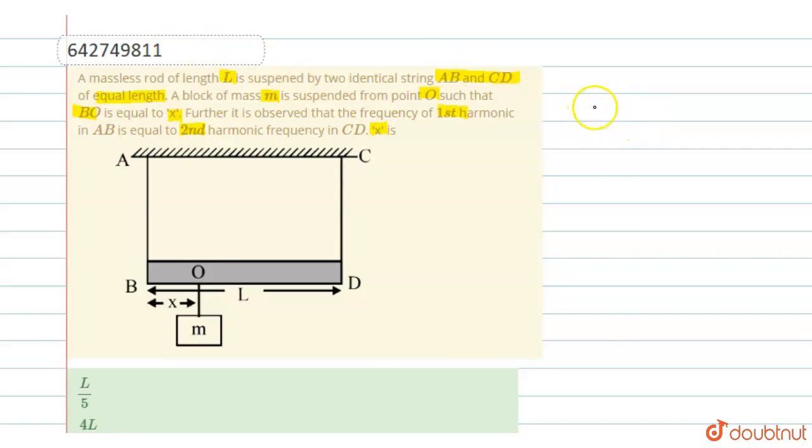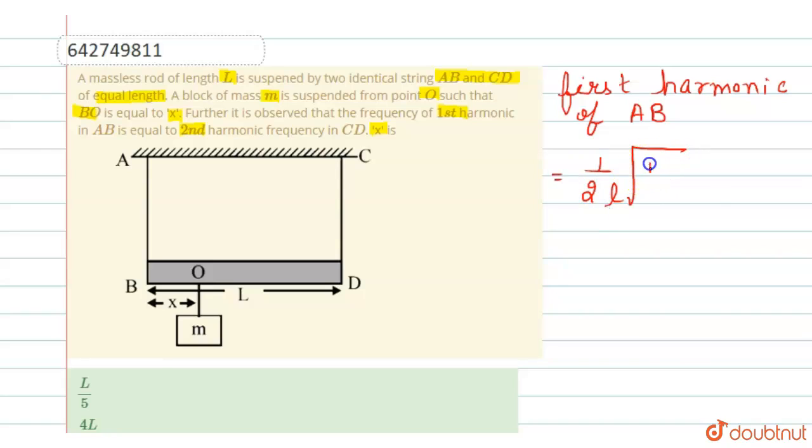So, frequency of first harmonic of AB is equals to 1 by 2L root TAB divided by M, where L is the length of the two strings, right?